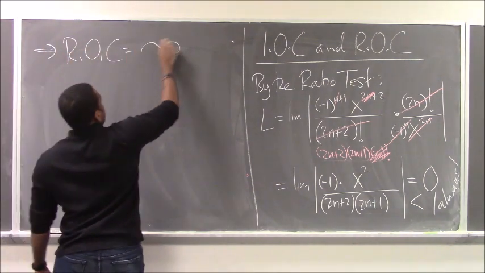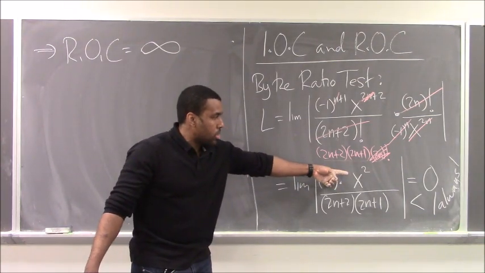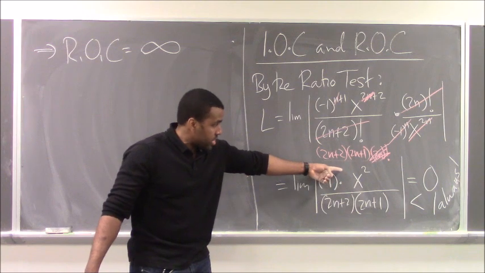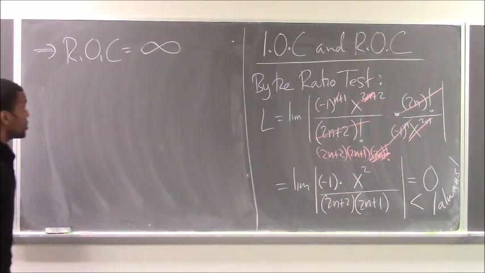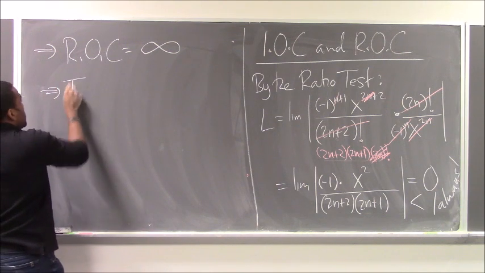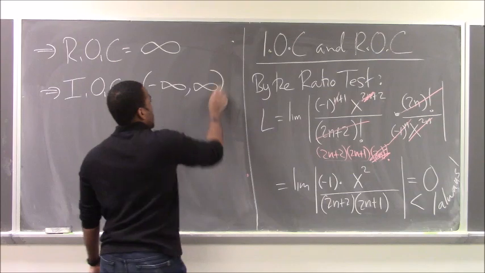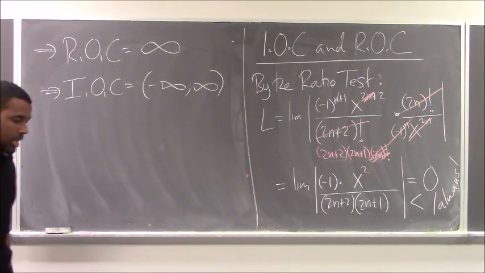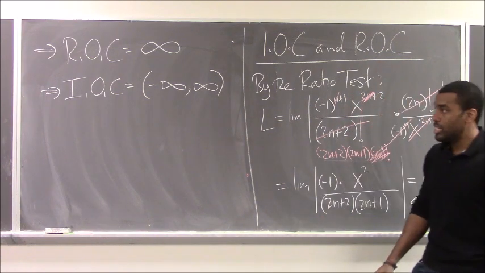Radius of convergence is infinity because it will work for any x. It does not matter what x is, no matter how large a number I plug in for x. This limit is going to approach 0, and so any x is going to work. So it turns out that this Maclaurin series converges absolutely on the entire real line.